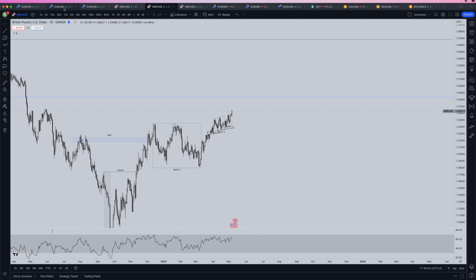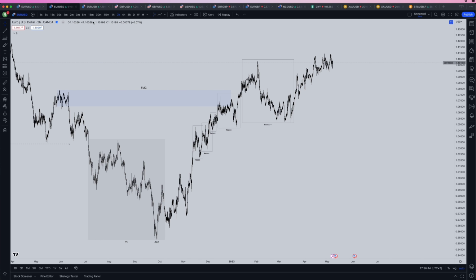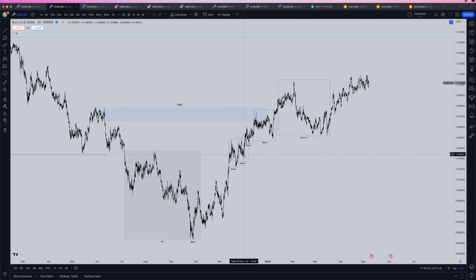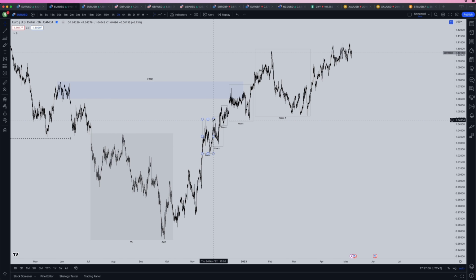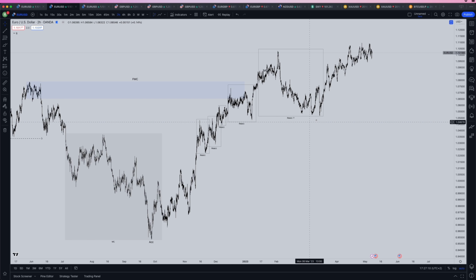I think it's also great to look at Euro USD because it has kind of the same market structure. In this case, we have multiple re-accumulations, and we can see that everything is connected and at least 40% of the re-accumulation prior or bigger. So you see everything is connected. There's no imbalance in between the re-accumulations. So everything is fairly balanced.